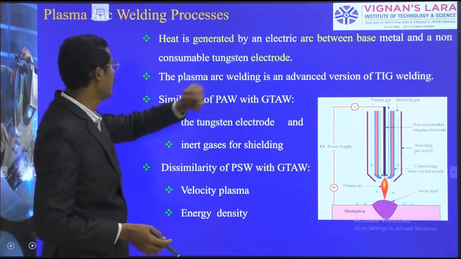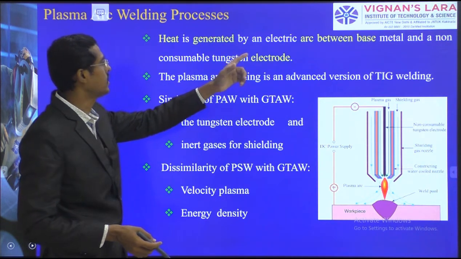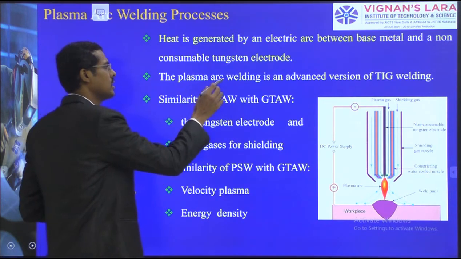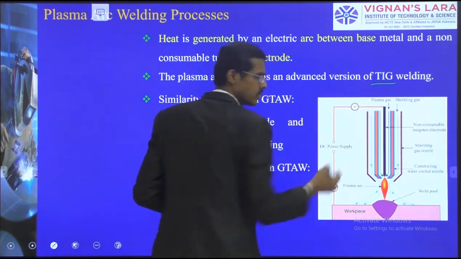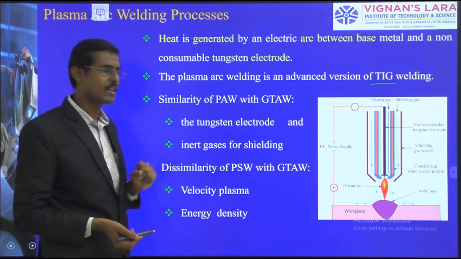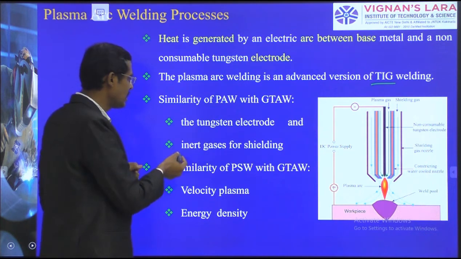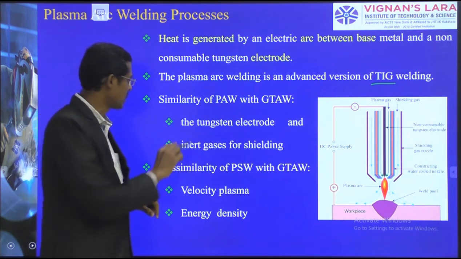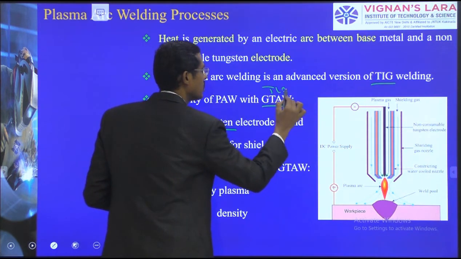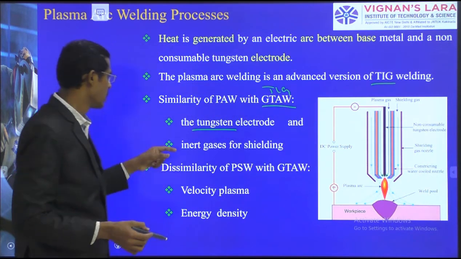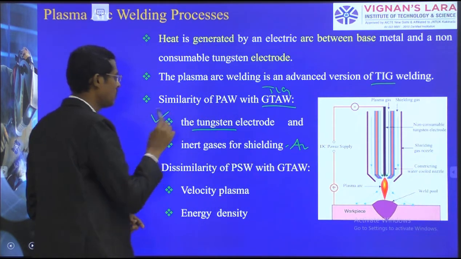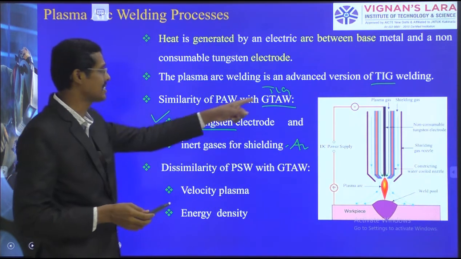Heat is generated by the arc between the base material and the non-consumable tungsten electrode. Plasma arc welding is an advanced version of TIG, as I told you already. Similarly to GTAW, PAW uses the tungsten electrode and inert shielding gases. TIG is also called GTAW. We are using the tungsten electrode and the shielding gas of argon just like in TIG.